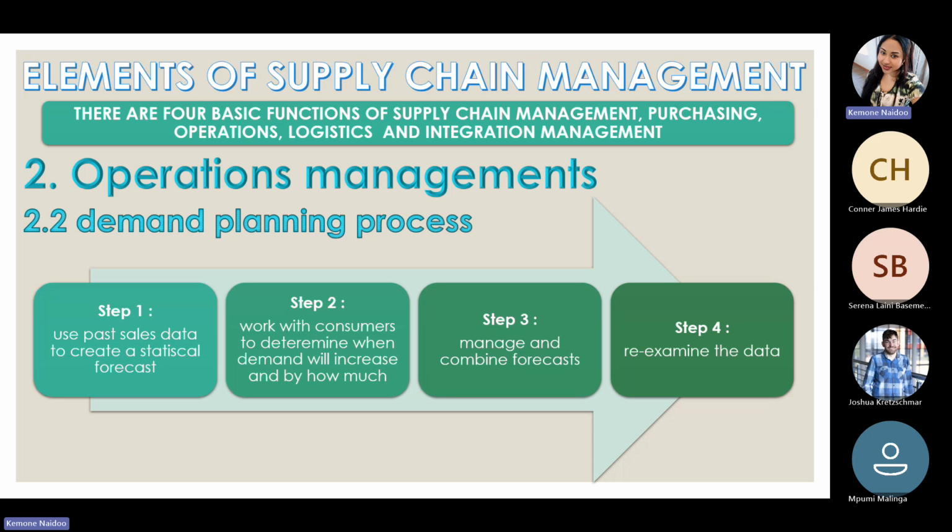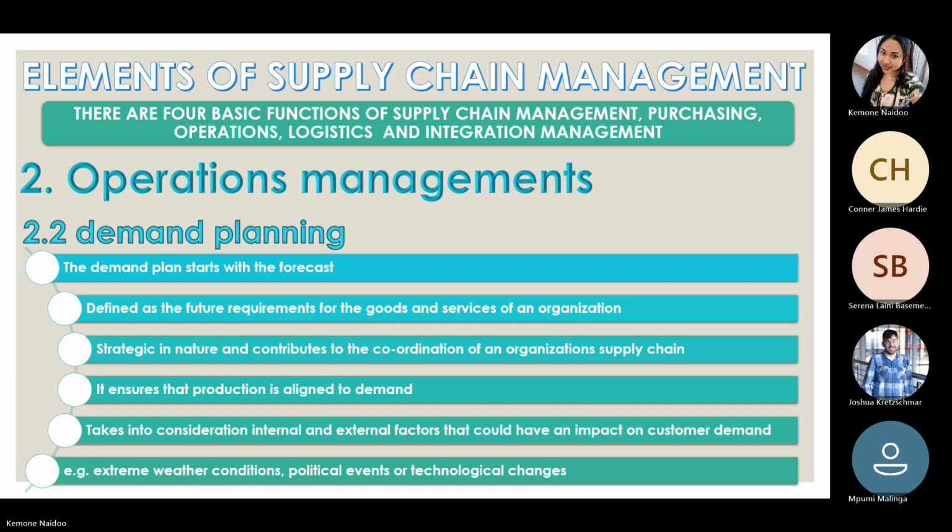So we have to go back and re-examine our data, and especially because we have external forces that are constantly changing, that are constantly affecting our business, we need to always re-examine our data to ensure that it's relevant, to ensure that it's effective, and it's applicable to the market we're trying to cater for. So this is our demand planning process, and it's so important because it takes into account all our internal and external factors that could have an impact on customer demand as well.